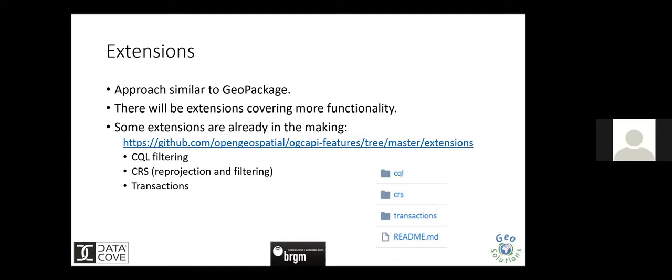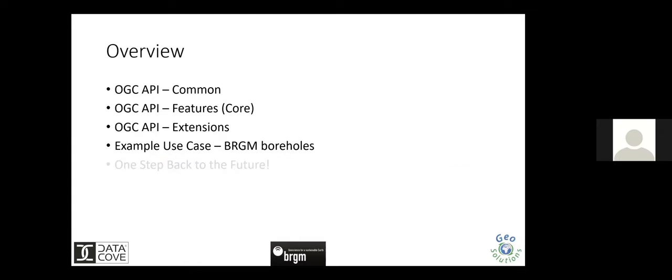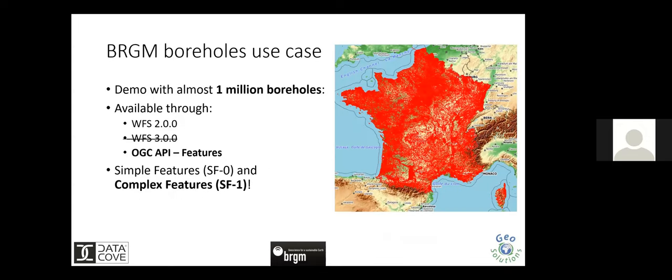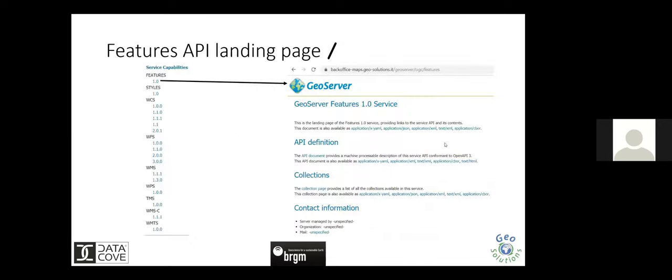And now showing how we're using this in a real world example, we've got a nice use case from the French Geological Survey on their boreholes. So they've got a demo with almost 1 million boreholes, and that's been available via WFS2 and was slated for WFS3. And as mentioned, WFS3 is now OGC API Features. And here we are, and we have simple features, but far more important, we have complex features because we need them. Boreholes get complicated. So what does this look like?